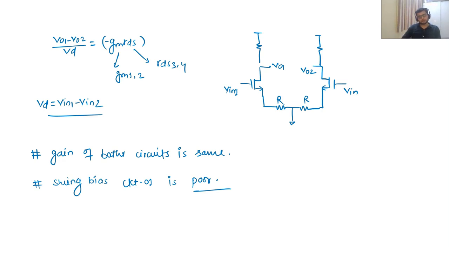Hopefully we'll compare these two circuits in the next video in terms of their noise analysis and noise contribution, and we will see which circuit is better in terms of noise performance. So that thing we'll see in the next video.